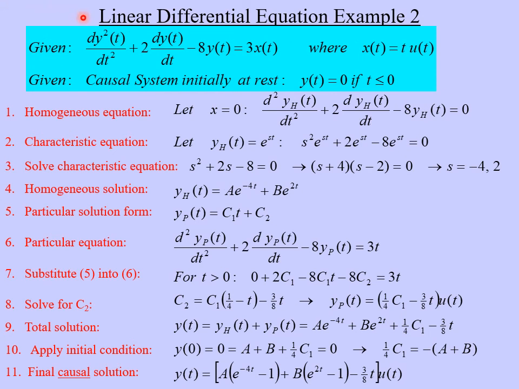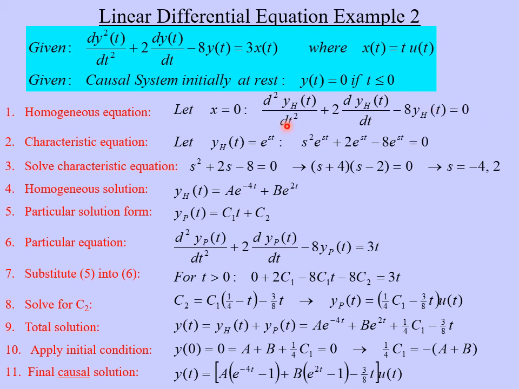Here's another example of a non-homogeneous linear differential equation. So we're given the second derivative of y plus 2 times the derivative of y minus 8y equals 3x, and this time x is equal to t times the step function, and we're given this initial condition. So I won't go through this in great detail, but I have put the detailed steps here with everything you need to know to solve this. So it's probably good to do this on your own and see if you can follow the steps.